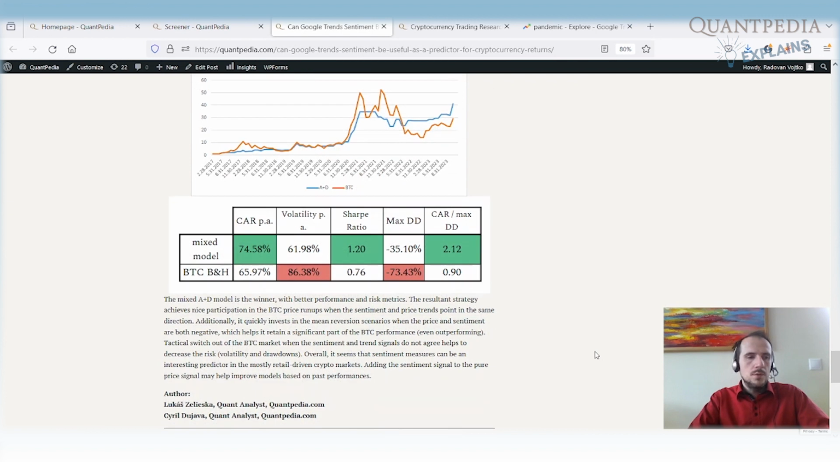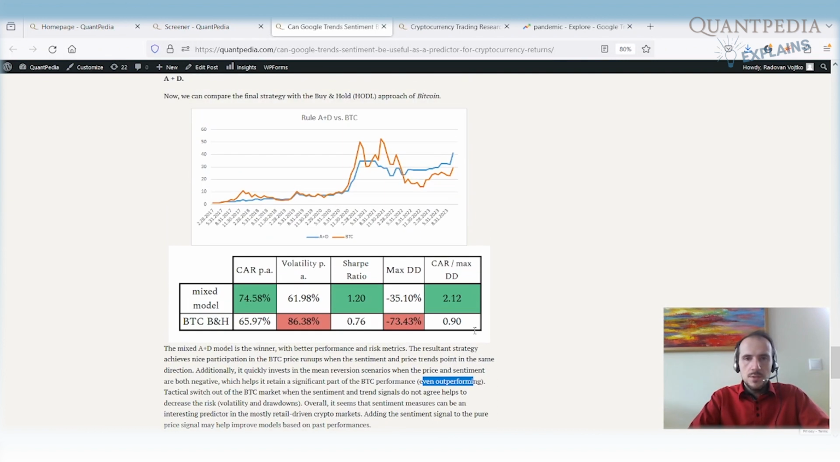The mixed model, the A plus D, is the winner with a better performance and better risk metrics, and the resultant strategy achieves nice participation in the Bitcoin price run-ups when the sentiment and the price trends point in the same direction. And additionally, it quickly invests in the mean reversion scenarios when the price and sentiment are both negative, which can help to retain a significant part of the Bitcoin performance and even outperform.